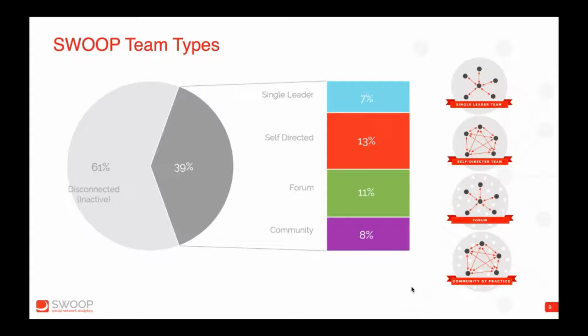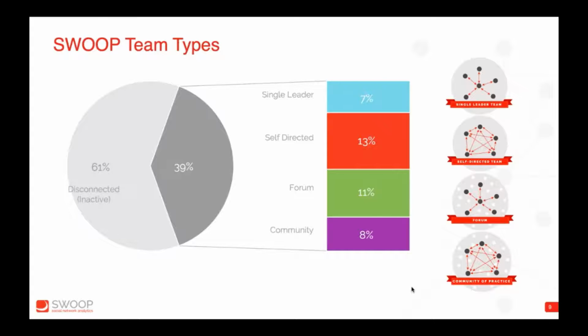Then the last two, 11 and 8%, forum and community. The forum is very much like a single leader team with a lot of people watching what's going on. They may not necessarily be forums, but the patterns that we see in the data are telling us this is how they're behaving. And the last one is community. We often relate community to Yammer, and in Teams, well, with an upper limit of 10,000, we're going to see teams like this emerging in the team space, communities emerging in the team space.